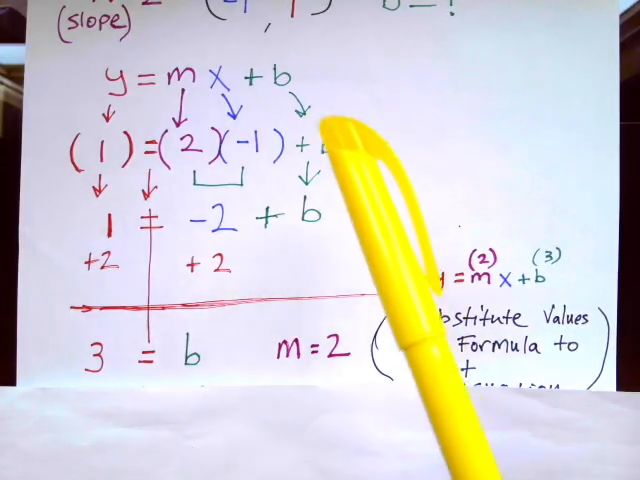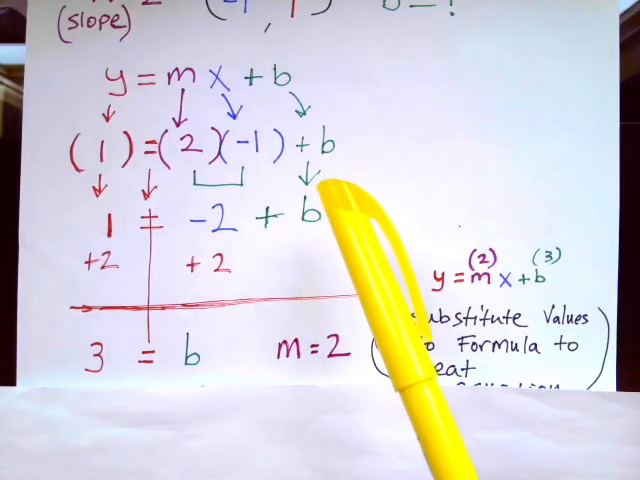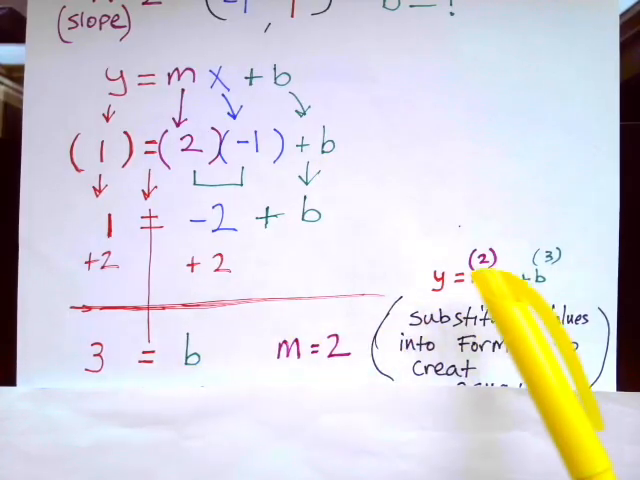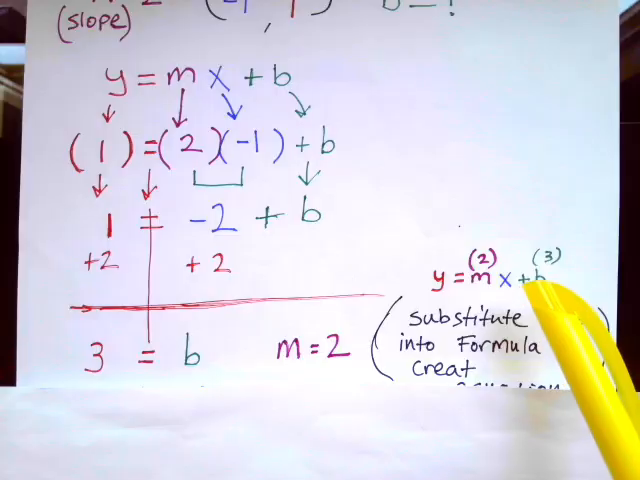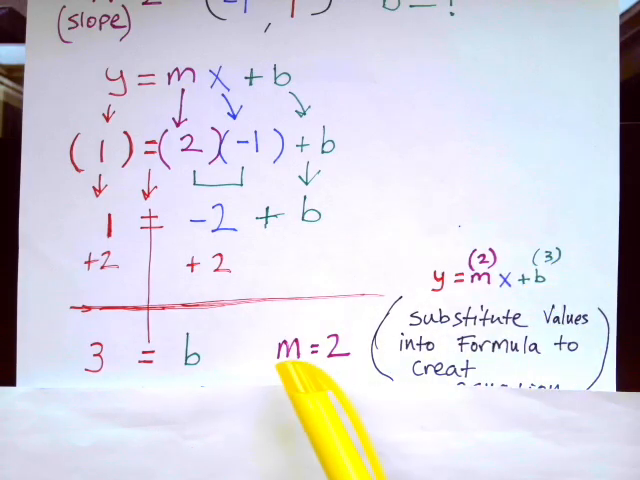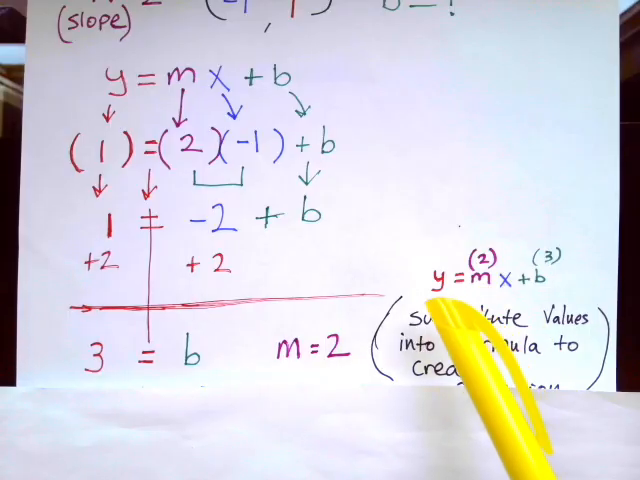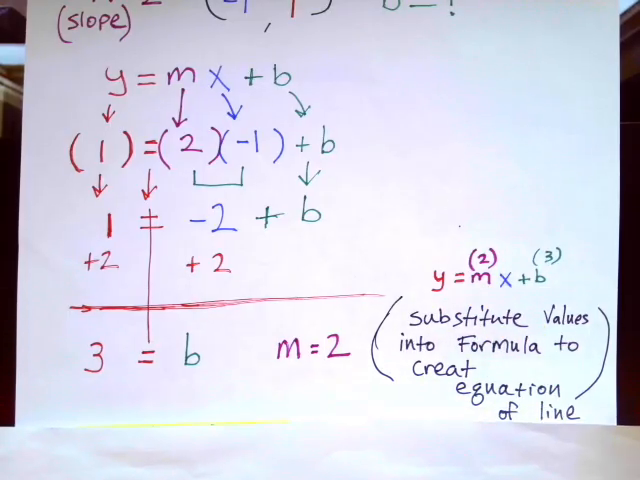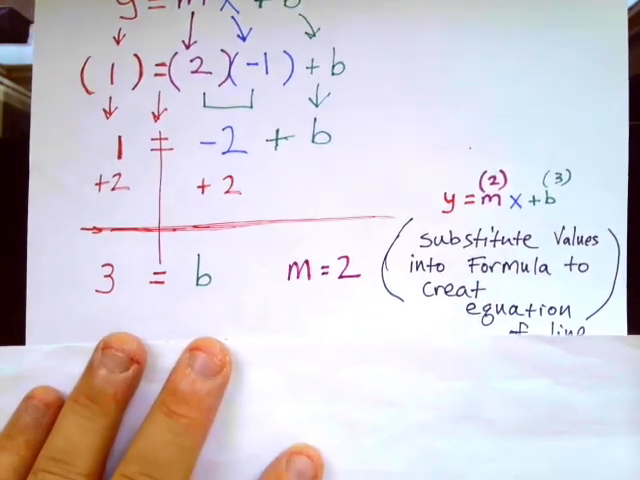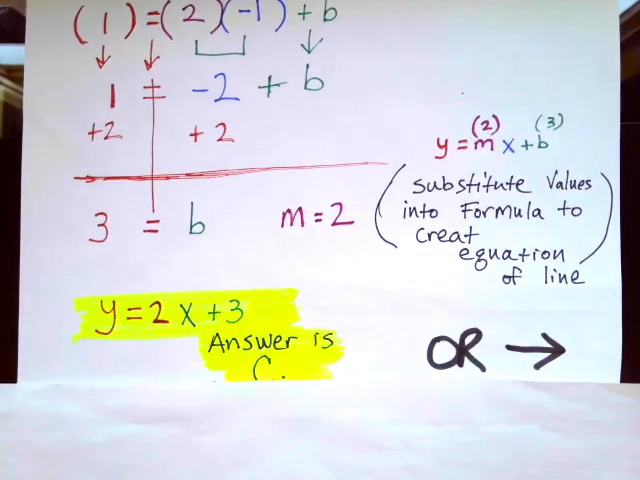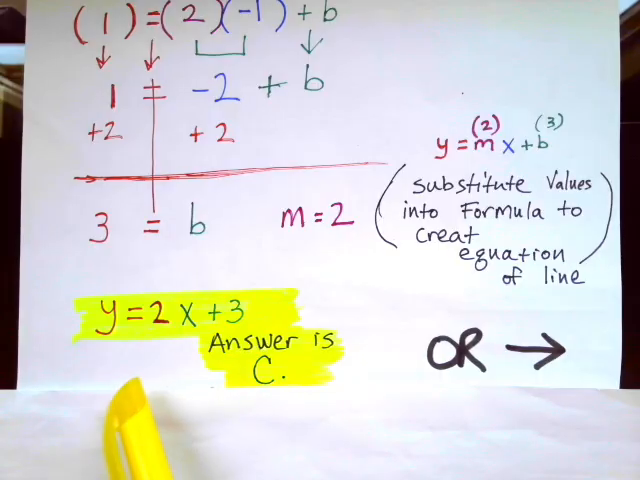So now I know what my b value is. So now I can write that equation. I can substitute 3 for b right here. So plus 3. I can substitute 2 for m. 2 is my slope. Y equals 2x plus 3. I'll kind of go slow here. Y equals 2x plus 3. So the answer was C.